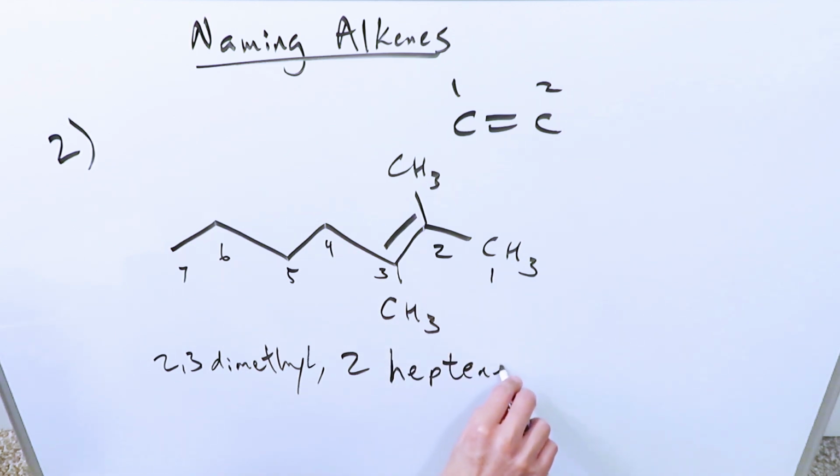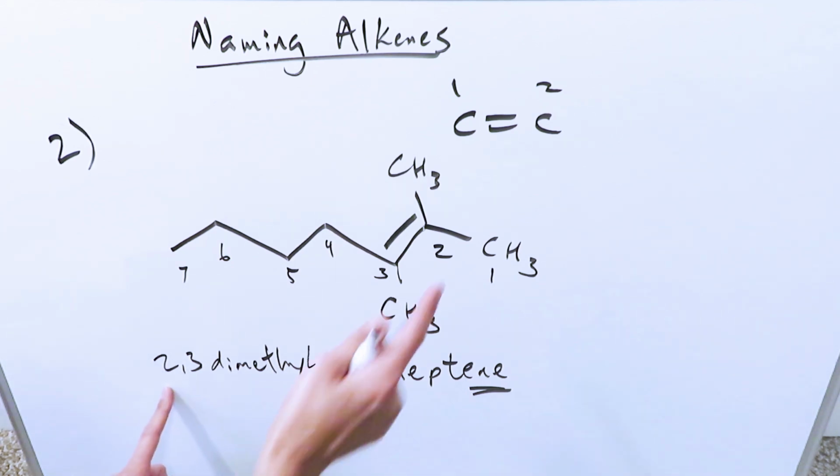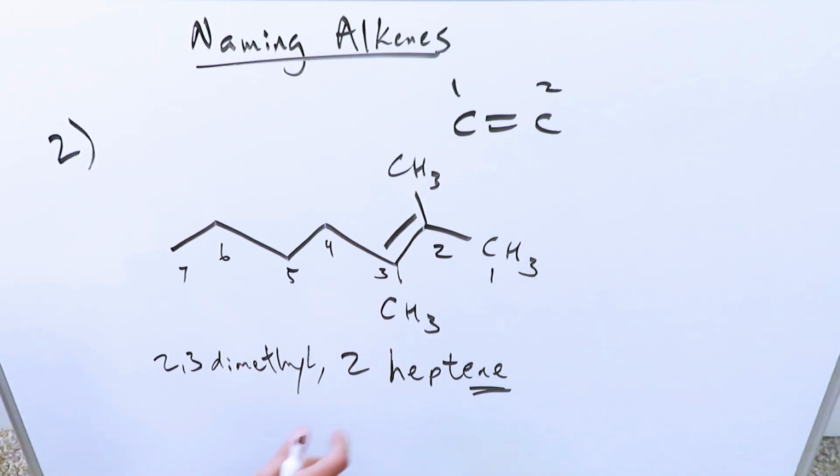What does this 2-heptene indicate? It indicates there's a double bond, an alkene functionality, at carbon 2, and then it's assumed the next carbon is carbon 3. So your alkene group is between 2 and 3, and this would be correct. 2,3-dimethyl 2-heptene. It will be a correct name.